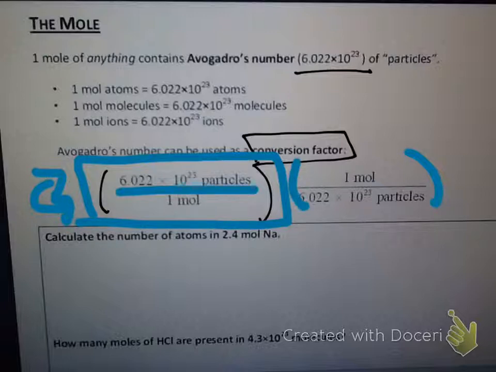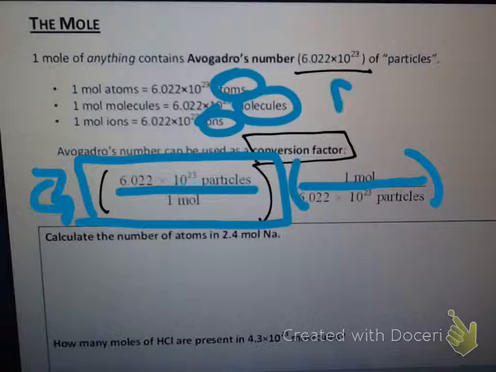You can write 1 mole is 6.022 times 10 to the 23rd particles. What are the particles? Remember, once again, they could be atoms, molecules, ions. They could also be formula units. What in the world is a formula unit?